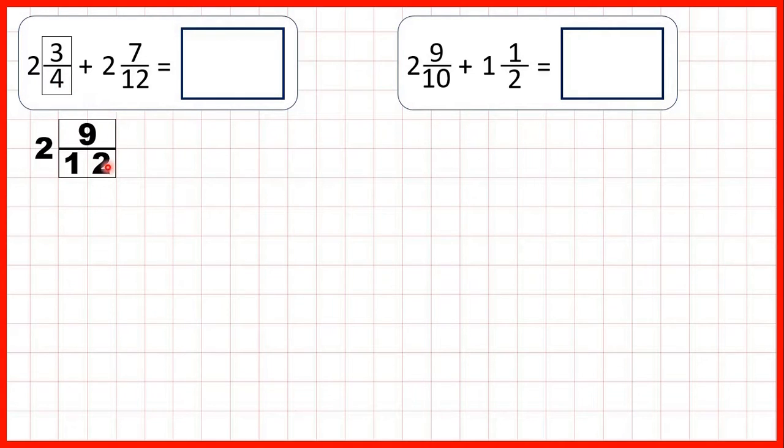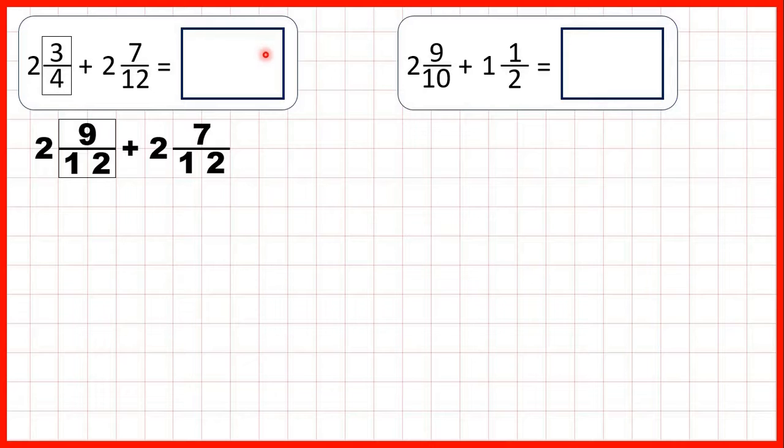4 times 3 is 12, and 3 times 3 is 9. We're adding 2 and 7/12, so now the fractions have a common denominator. We start by adding the fractions, and we know that when we add fractions, the denominator stays the same, and 9 plus 7 is 16.